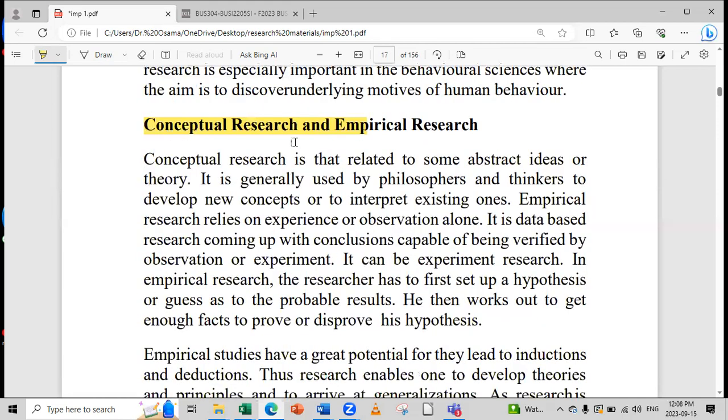Third, conceptual research and empirical research. Empirical means experiments; we're doing experiments.